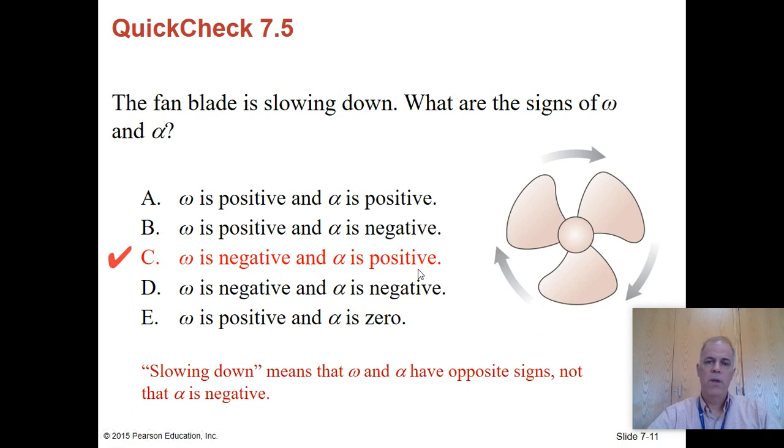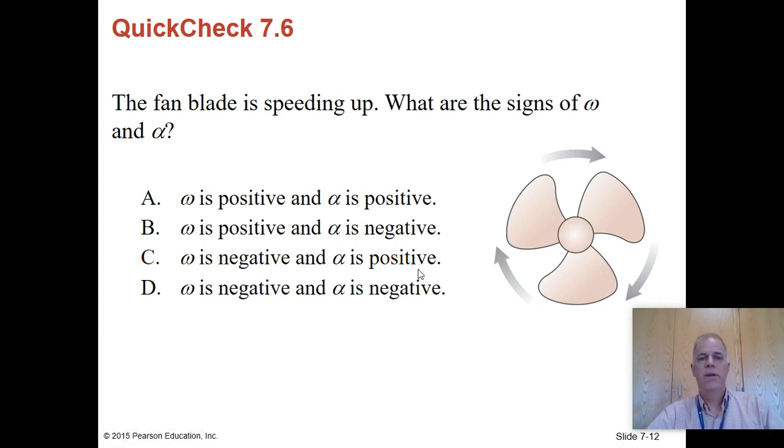So the acceleration is in the counterclockwise direction, so that is a positive acceleration. Okay, and here's the next one. Same situation, only this time the blades are speeding up. So here's the answer. They're both negative because both the rotational velocity and the acceleration are in the clockwise direction, so that's negative by convention.